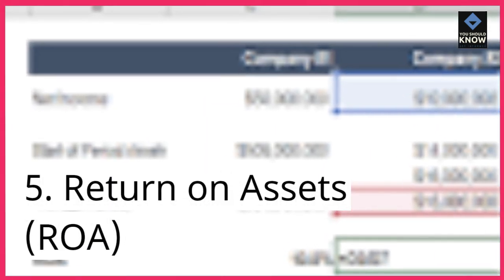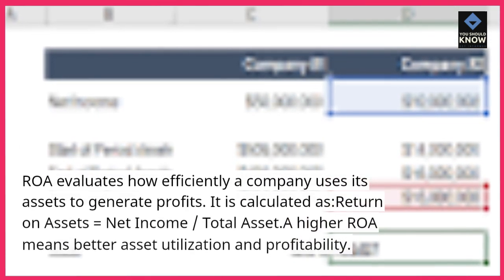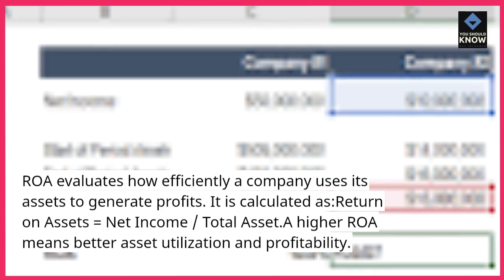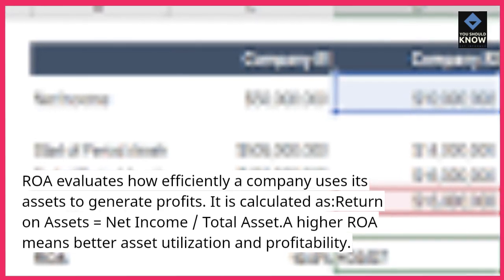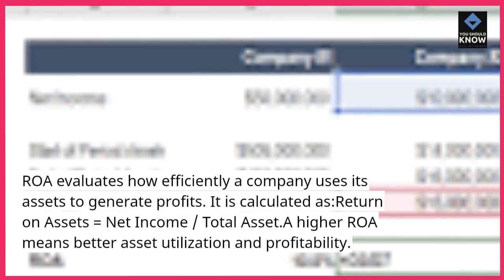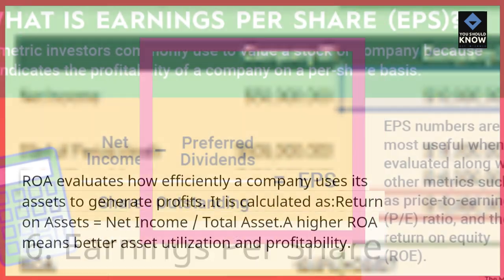5. Return on assets, ROA. ROA evaluates how efficiently a company uses its assets to generate profits. It is calculated as return on assets equals net income divided by total assets. A higher ROA means better asset utilization and profitability.